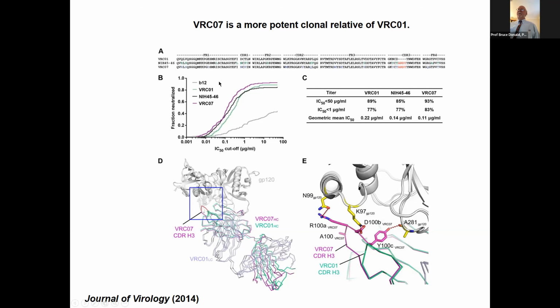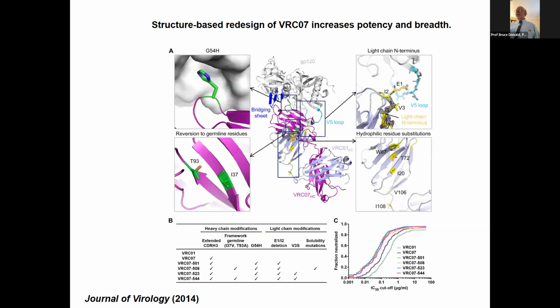So we then can compare those with designed antibodies. Here's a designed antibody. Here you see the improvement here from basically VRC01 to VRC07 to the designed antibody here that has a number of substitutions that improve half-life, improve potency, improve breadth, and so forth.